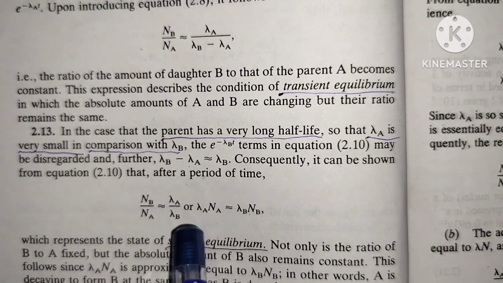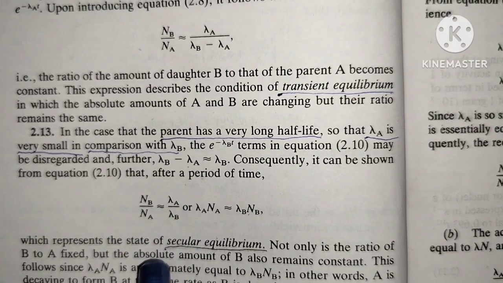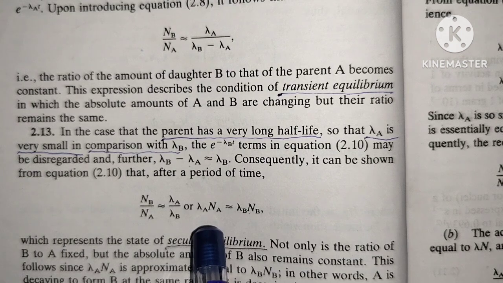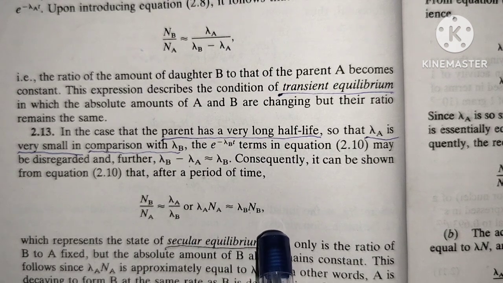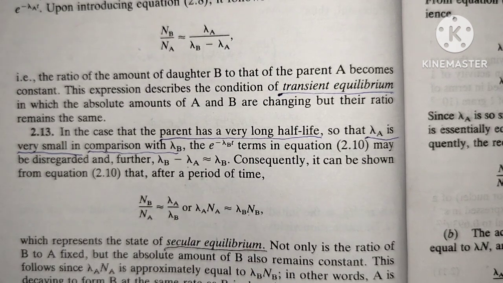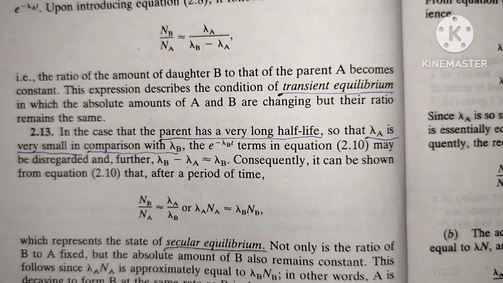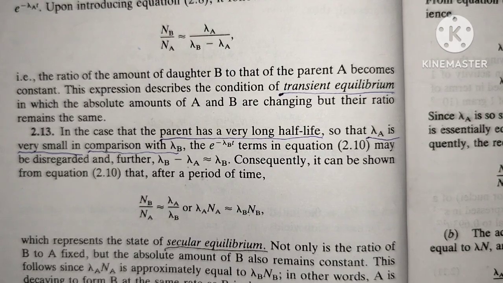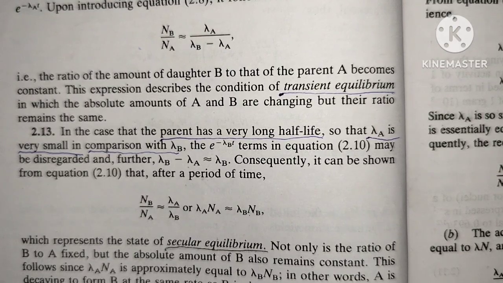Okay. Now you do cross multiplication. You will get lambda A into NA equal to lambda B into NB. This is the condition for secular equilibrium. Secular equilibrium, what is the condition? You have to write this: lambda A NA equal to lambda B into NB.